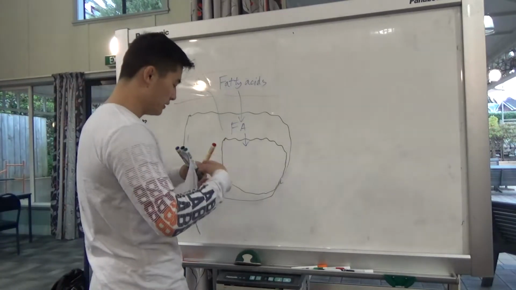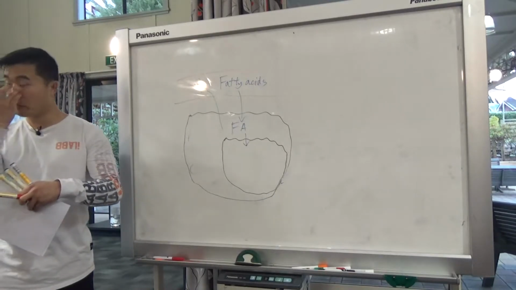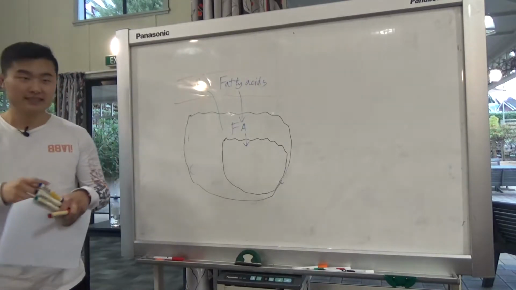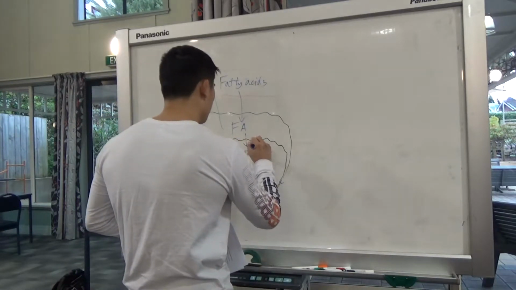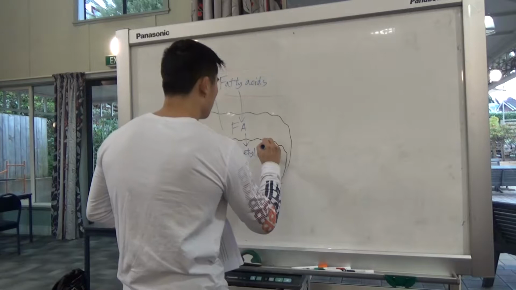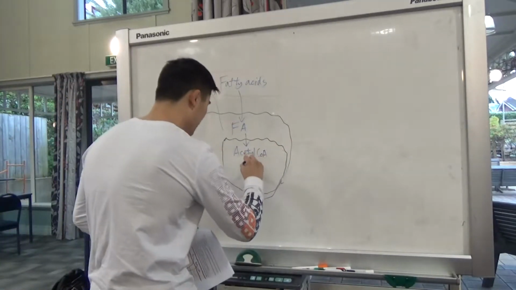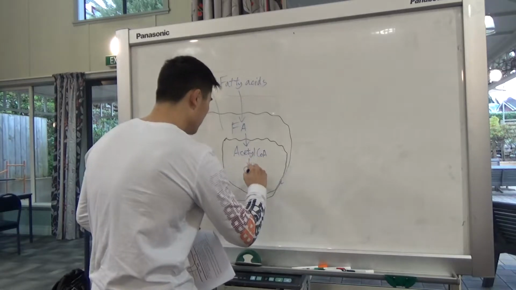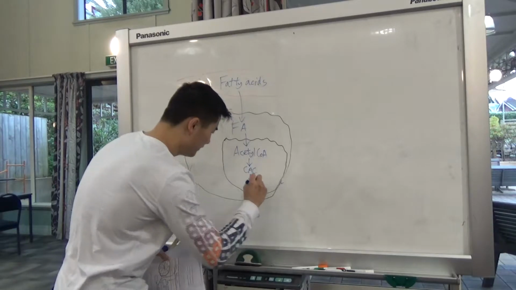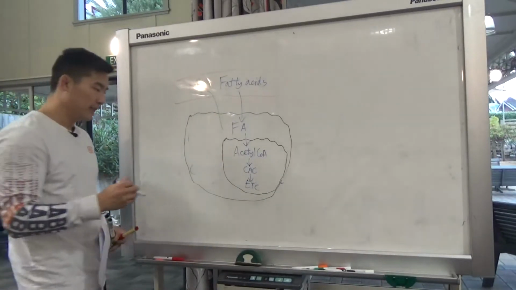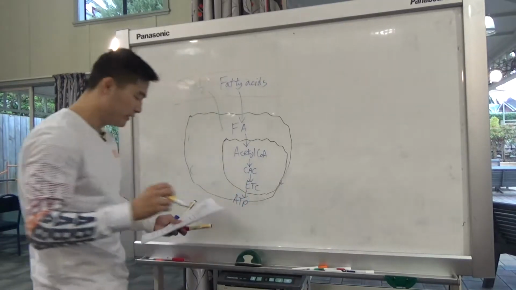So what's the product of beta oxidation? Yep, acetyl-CoA. And then that's going to go through the citric acid cycle. It's going to go through the electron transport chain, and that will produce ATP. Okay.